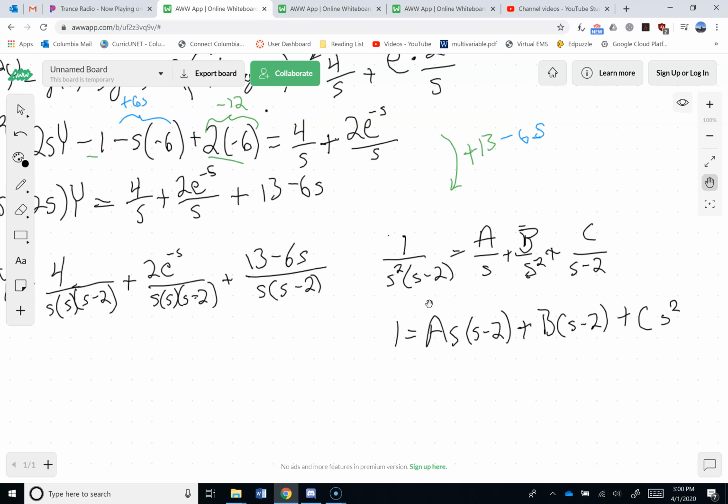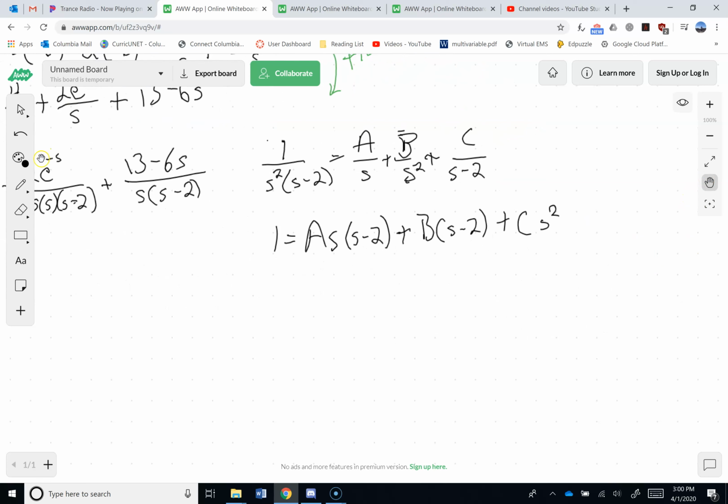Okay. So really what I'm doing is thinking about pulling the 4 down front and the 2e to the minus s down front. And then I'll have to multiply them in a little bit. Got it. Okay, so let's see.